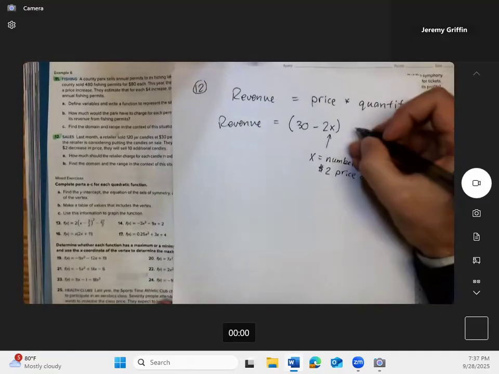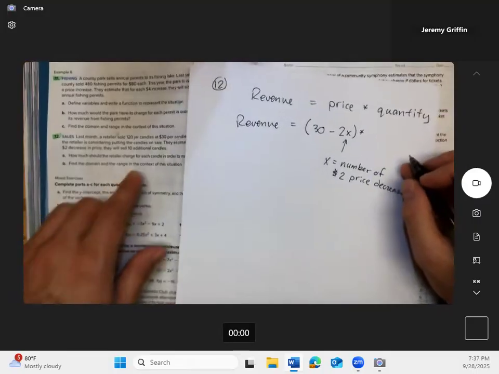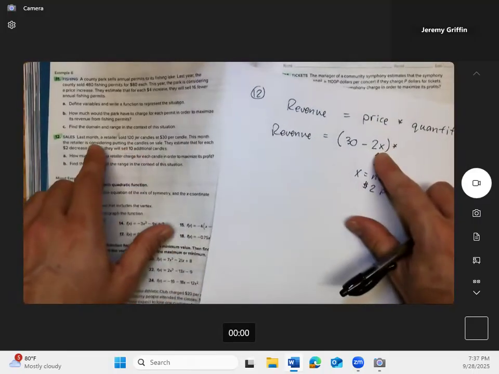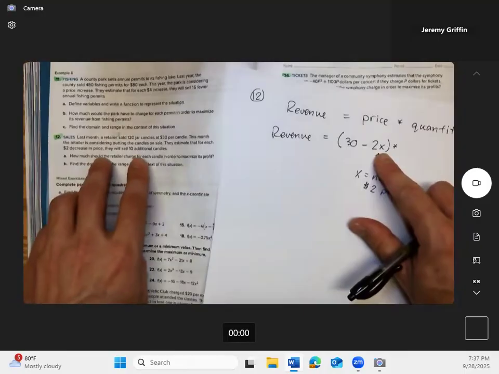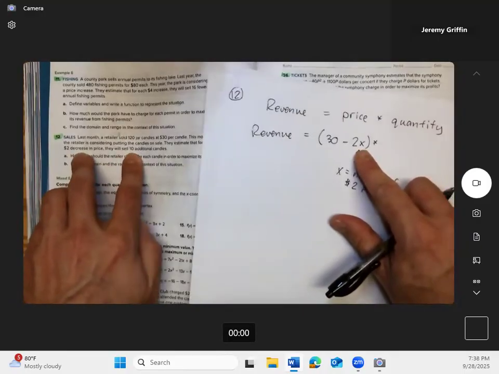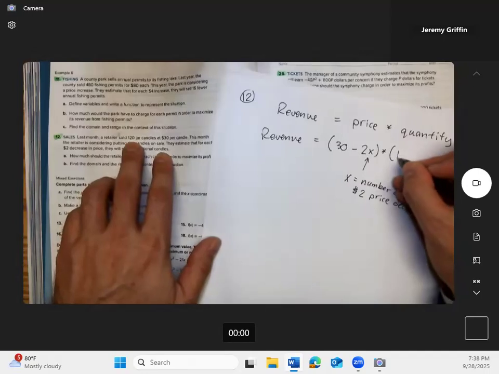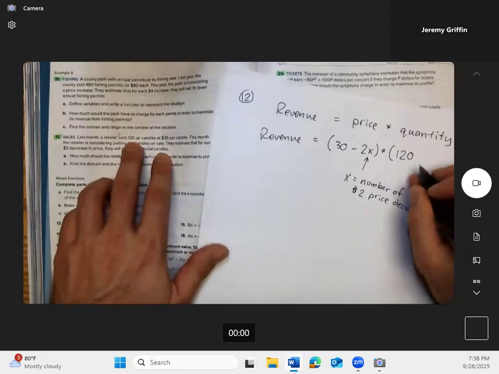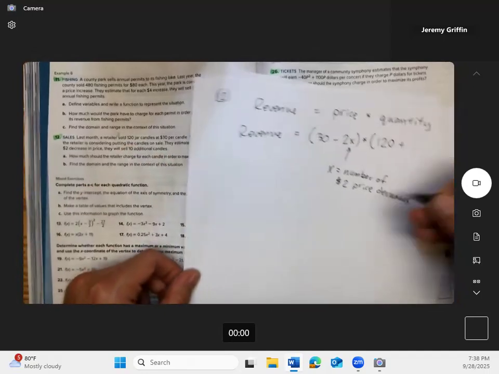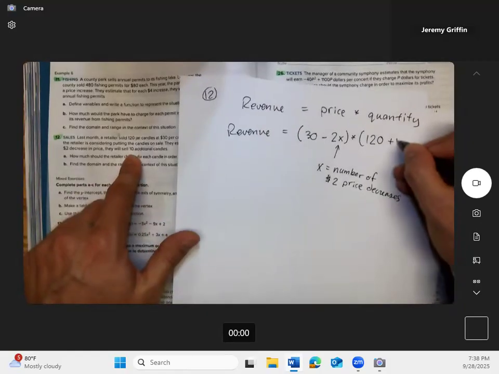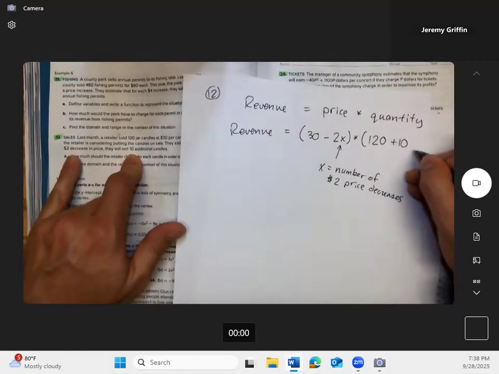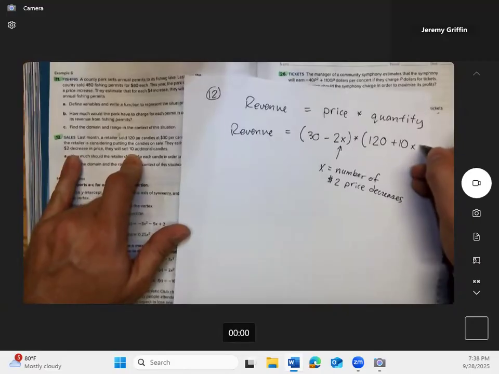Okay, so we're going to use that, and then multiply by the quantity. Now, every time we reduce the price by $2, we'll sell 10 additional candles. Well, how many were we selling at the base price? We were selling 120 candles originally, 120. And then plus 10 additional candles per incremental price decrease, which shows it like that.